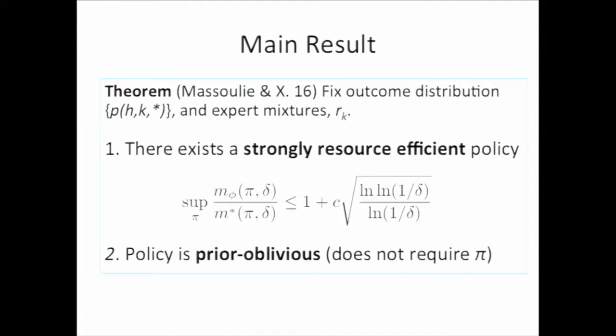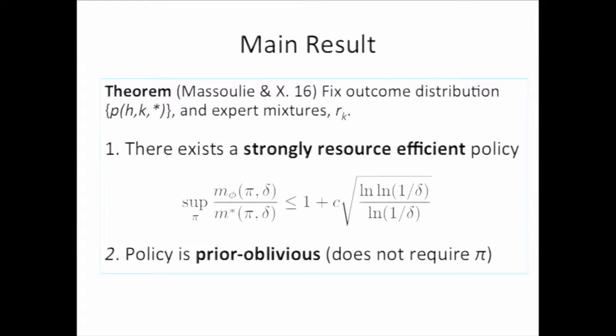Okay, so the main result we essentially show is the following. Fix any outcome distribution P and any expert mixture R. Then there exists a strongly resource efficient policy. In particular, there's some policy that we can plug in such that when I take the sup over all input distributions in the regime where delta grows big, the ratio between the number of people I need and the optimal system size is upper bounded by 1 plus little-o of 1. And the particular scaling is square root of log(1/delta) over log(1/delta).